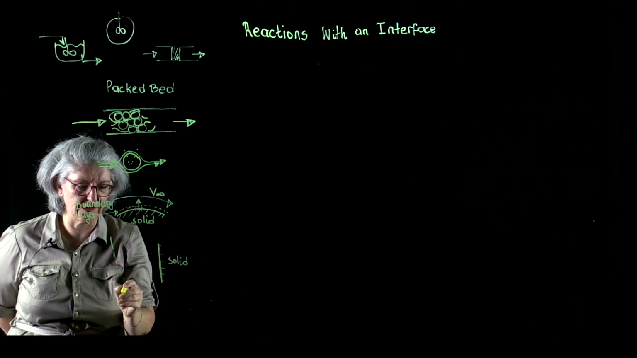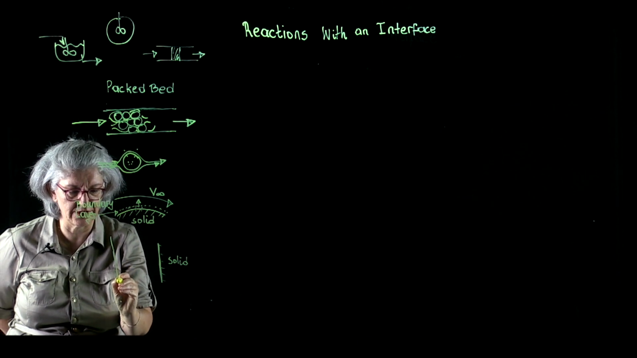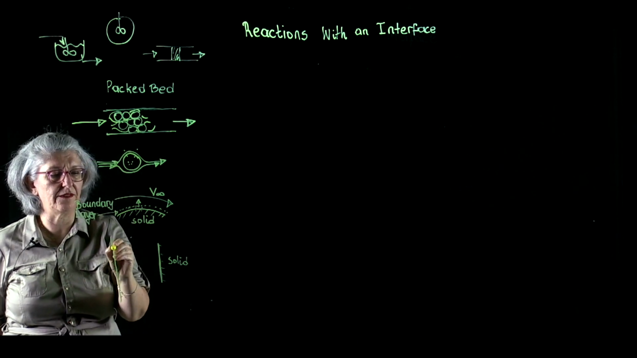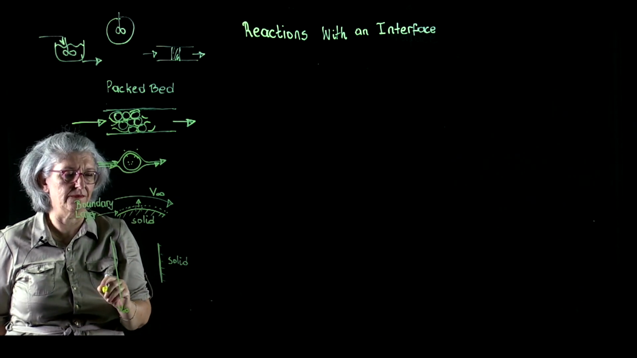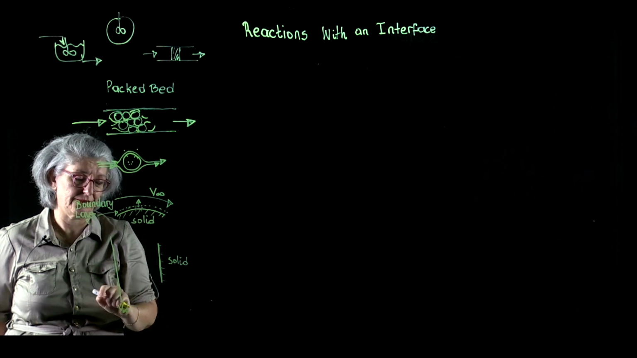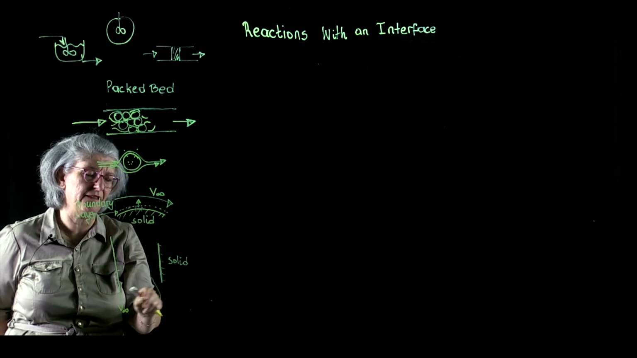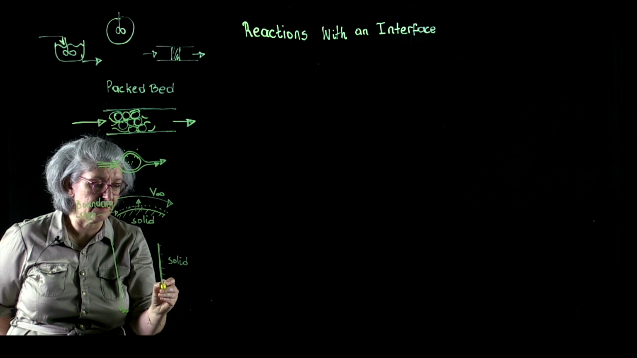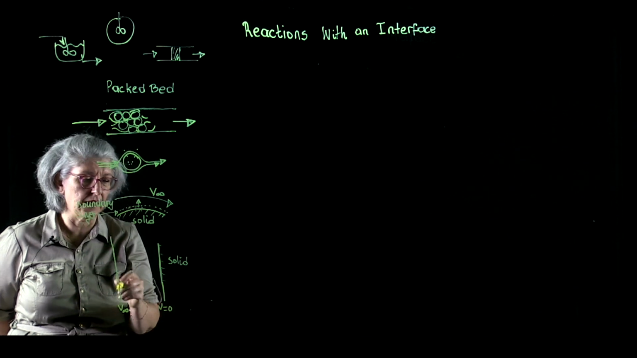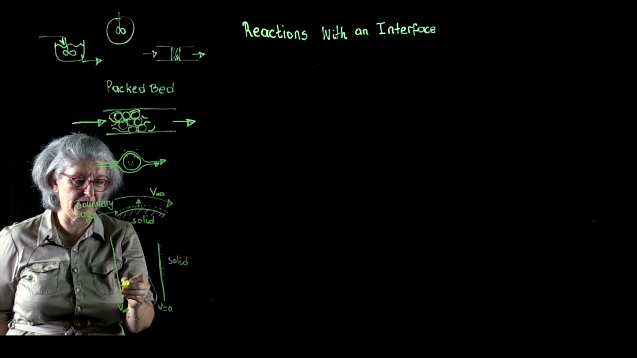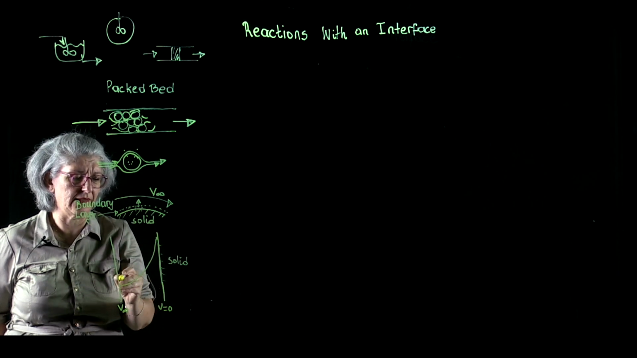Here, my velocity is v infinity, and this distance is, with respect to the fluid motion, infinitely far away. Here at this boundary, my fluid velocity is 0. And this domain has a velocity profile like this.